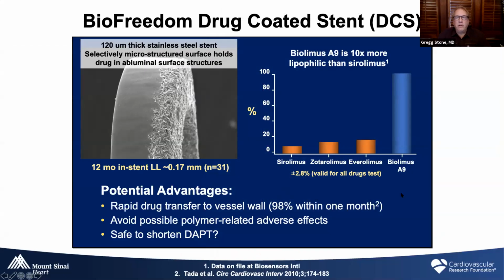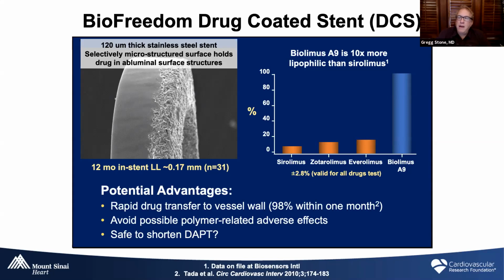Now, what about the interaction between the stent choice in high bleeding risk patients where you want to use a short DAPT duration? Well, this was really first studied with a very novel stent. And this stent was called the BioFreedom stent. It's still called the BioFreedom stent. And it's a polymer-free stent. And it's got this micro-etched surface architecture, which can hold on to a very lipophilic drug like biolimus A9 and deliver it to the site of the lesion before it elutes markedly from the stent.